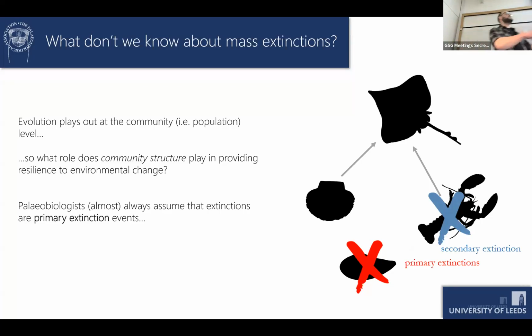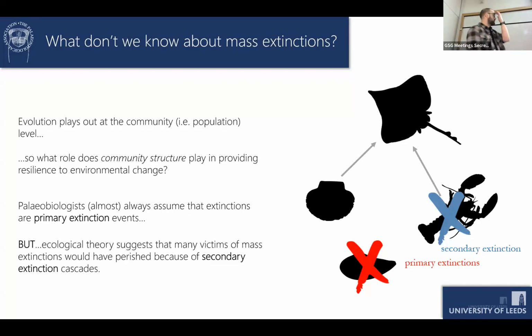And if we're going to understand how the biosphere responds to these major environmental changes and use it to give us any sort of information about where we might be heading in the future, we need to be able to understand how these biotic interactions shape resilience to extinction. And ecological theory actually suggests that when we're dealing with extinction magnitudes of over 80%, sort of 50 to 80% of taxa, many of the victims of mass extinction would have perished in these secondary extinction cascades, because you can only cause so many extinctions in a community before it starts to collapse via these secondary cascades.